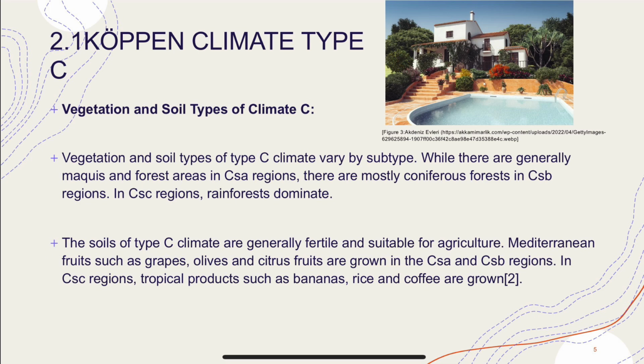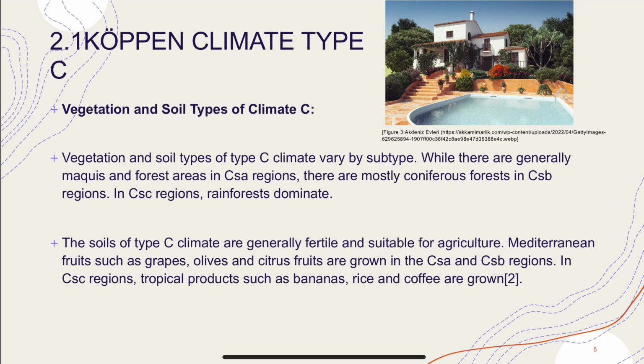Soils of type C climate are generally fertile and suitable for agriculture. Mediterranean fruits such as grapes, olives, and citrus fruits are grown in the CSA and CSB regions. In CSC regions, tropical products such as bananas, rice, and coffee are grown.